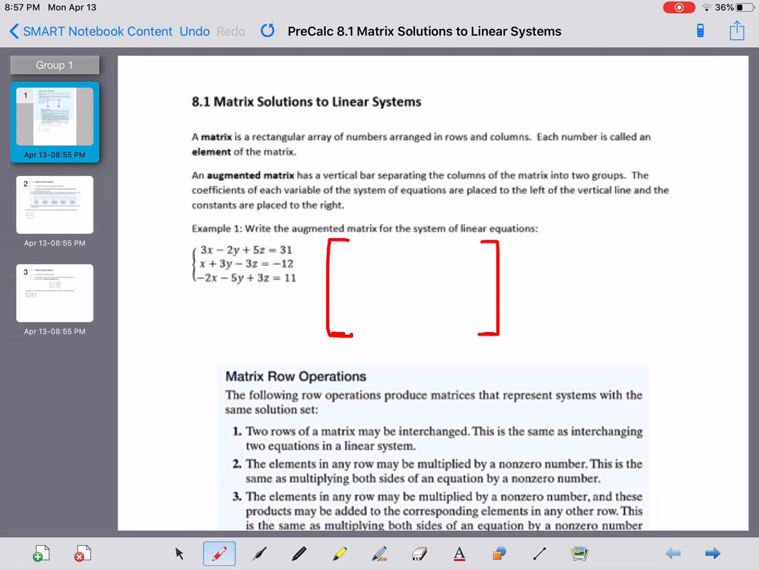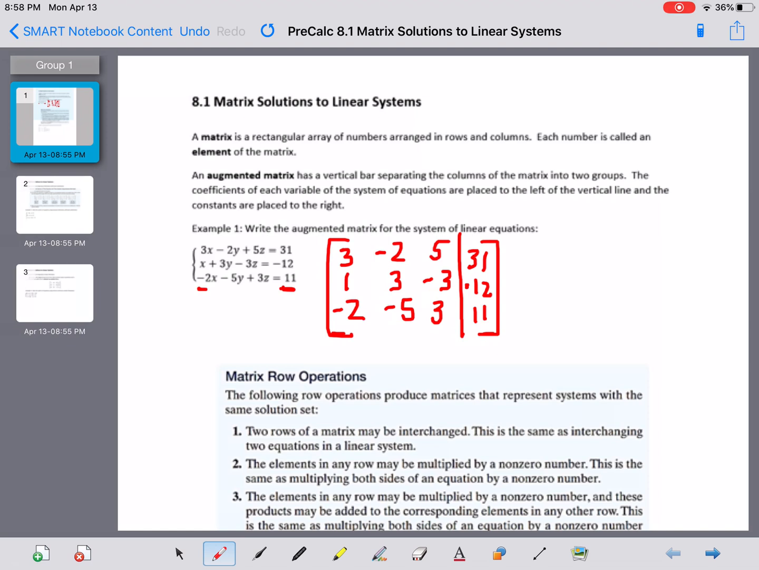So on an augmented matrix, we start by taking the coefficients of each variable. So my x's are in the first column here, so 3, 1, and -2 coming off the 3 equations right here. And then next will be my y coefficients, -2, 3, and -5. And finally my z coefficients, which will be 5, -3, and 3. And in an augmented matrix now you'll see this vertical bar, and behind the vertical bar you will put your constants, or in this case these answers over here. So I have 31, -12, and 11, and that makes an augmented matrix.